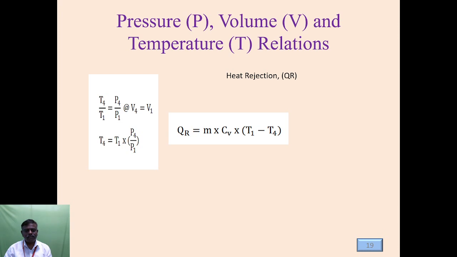Next one is heat rejection. Heat rejection QR equals M into Cv into (T1 minus T4). Heat rejection takes place in process 4 to 1. So it is mass of the fuel into calorific value of fuel into delta T, the temperature difference during that particular process 1 to 4.